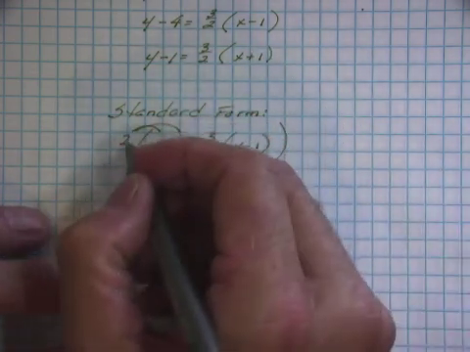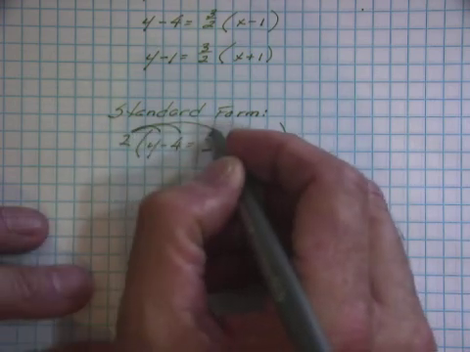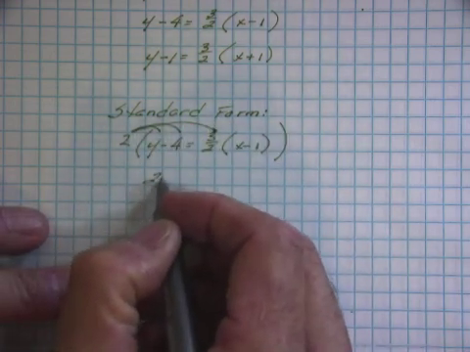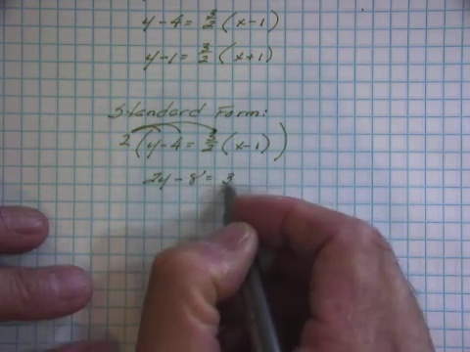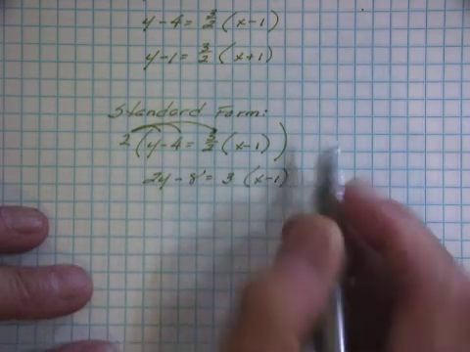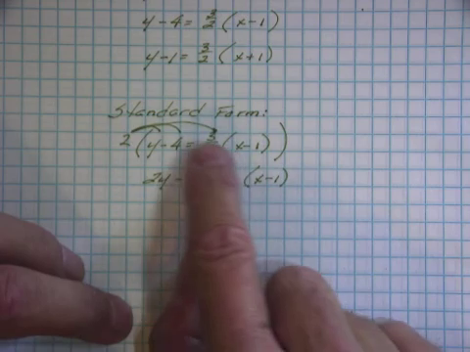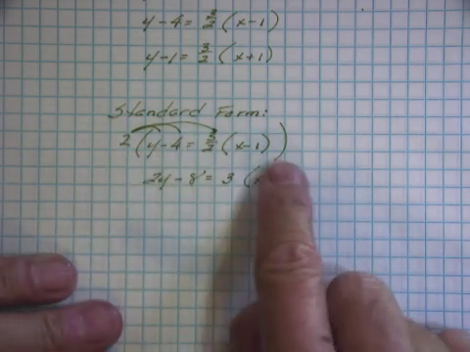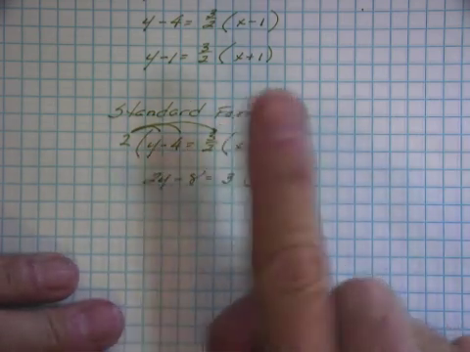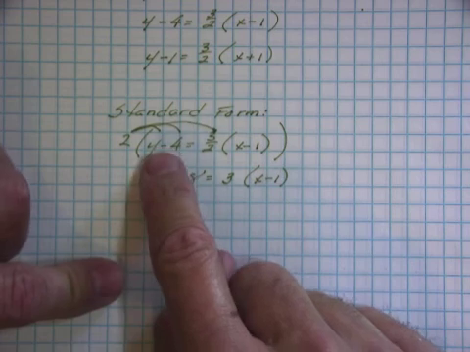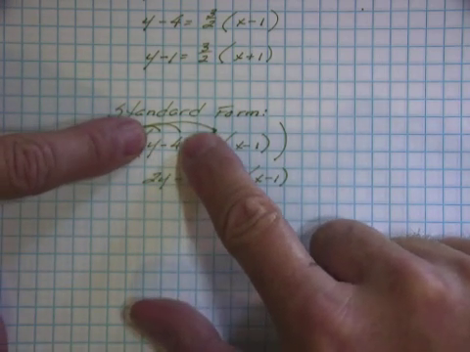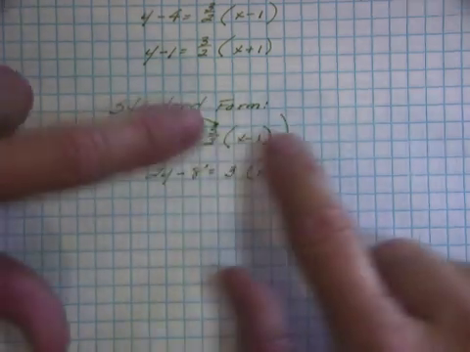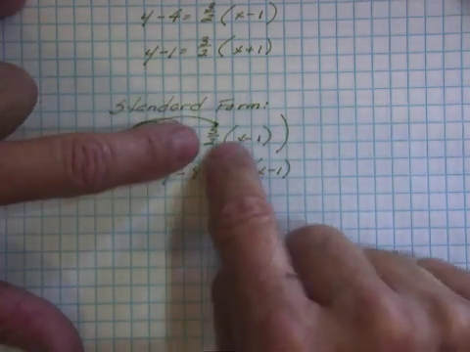Trust me, you could have started by distributing the 3 halves. That would have been fine. Just this problem, I think I want to get rid of the denominator first, but you could have distributed the 3 halves. So like I've always said, there are lots of ways to do these problems. So 2 times y minus 4 and 2 times 3 halves. So we get 2y minus 8 equals 3 times x minus 1.